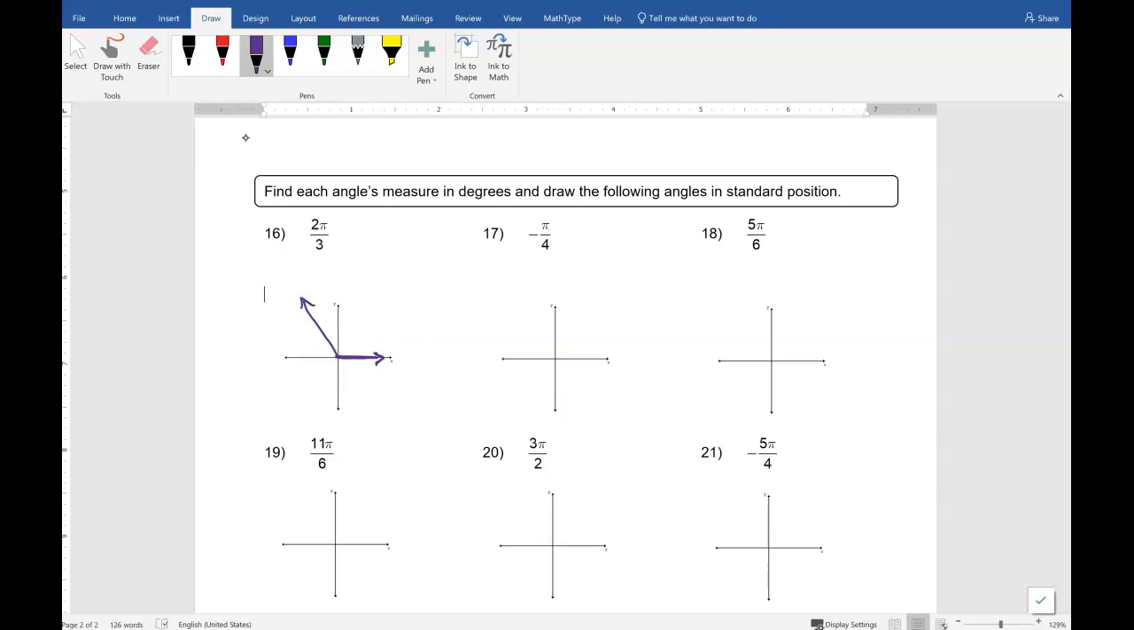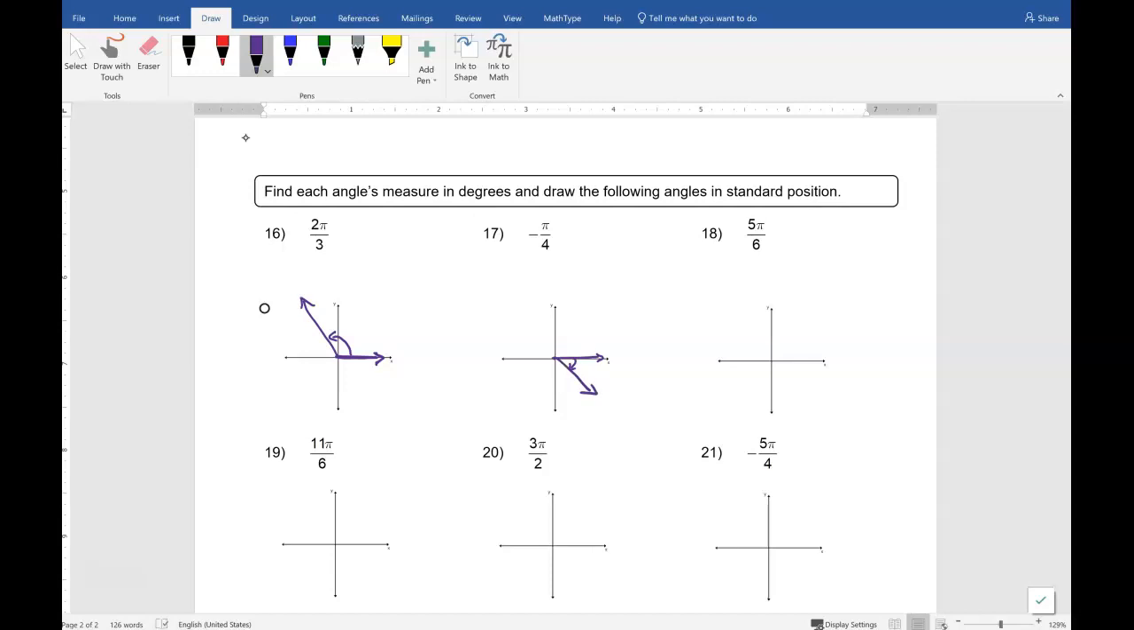Okay, negative pi over 4. I start here, now I go this way. Show that. I need to go this way. Pi over 4, that's a quarter of a pi. Remember, each corner is half a pi. A quarter of a pi goes that way.